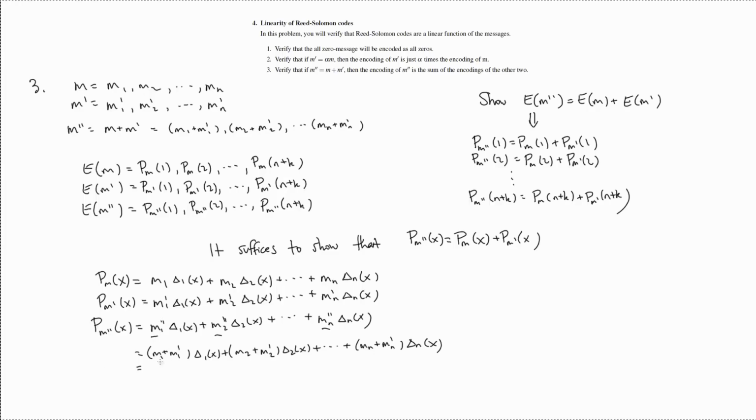Now distributing the m's and the m primes and then grouping terms, we should get that p sub m double prime of x is p sub m of x plus p sub m prime of x. Thus, we have shown the above statement, and thus the encoding of m double prime is just the sum of the encoding of m and the encoding of m prime.